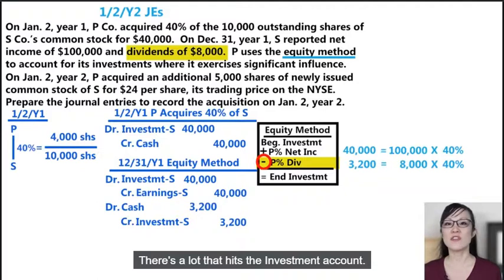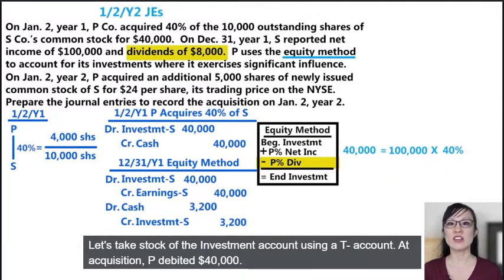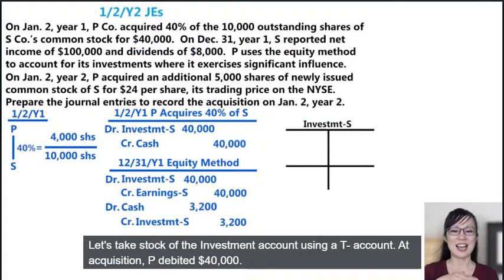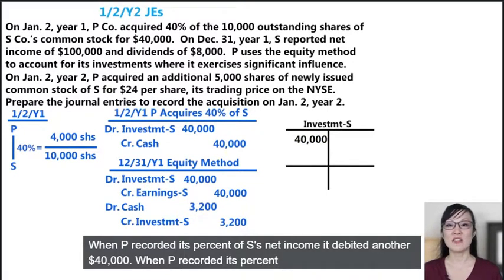There's a lot that hits the investment account. Let's take stock of the investment account using a T account. At acquisition, P debited $40,000. When P recorded its percent of S's net income, it debited another $40,000.